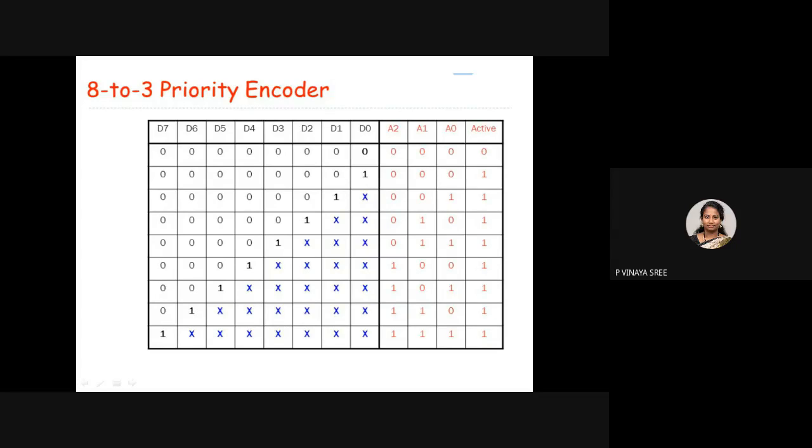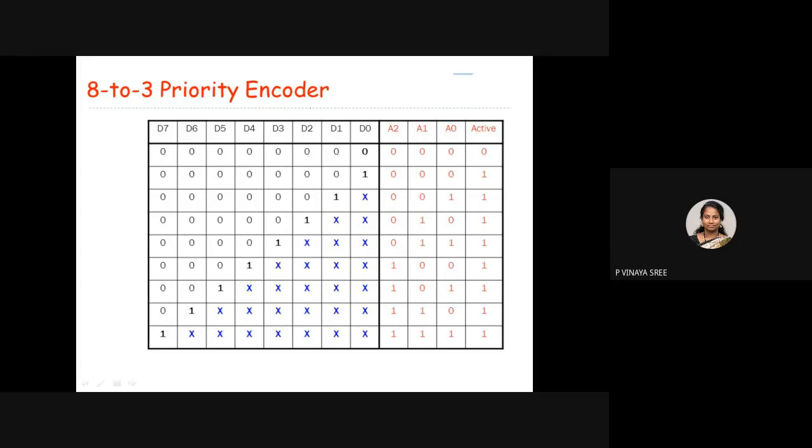Started encoders. Encoder is what? Encoder is used for converting from one format to another format. Encoder is used especially for data compression.